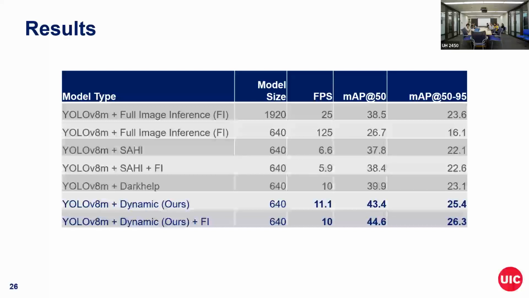With SAHI and DarkHelp, we got relatively higher accuracy, but at the cost of losing speed. With our approach, we are able to get the mAP at 50 to 44, with a relatively okay frame rate, using the smaller model size.